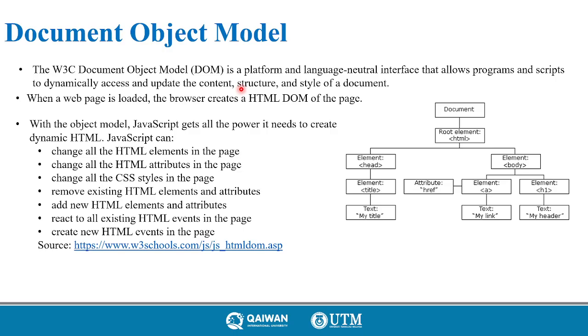JavaScript can do this: change all the HTML elements in the page, change all the HTML attributes in the page, change all the CSS styles in the page, remove existing HTML elements and attributes. So basically, it can do nearly everything inside our document. Changing HTML elements, changing the attributes of an HTML page, changing style, changing existing element attributes, adding new HTML, or in another way, doing everything.